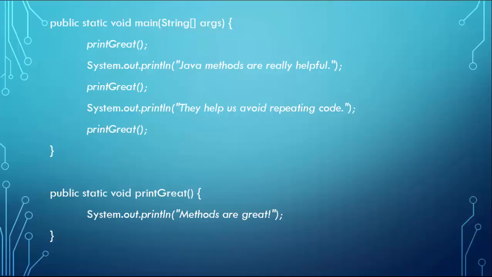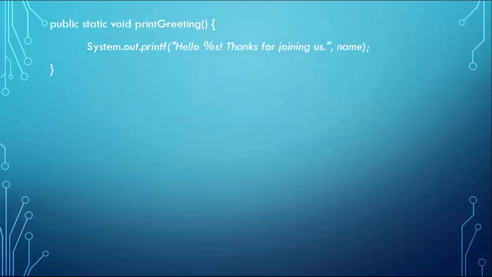So our printGreeting method is helpful. It does its one simple task, but it's always going to behave in exactly the same way. And we might want a method that displays a greeting to the user and uses their actual name. So we could write it something like this. Public static void, again, printGreeting will be the name of this method. And inside of the method, it'll say hello and the user's name. Thank you for joining us. But we need to know what the name is that we should be displaying here.